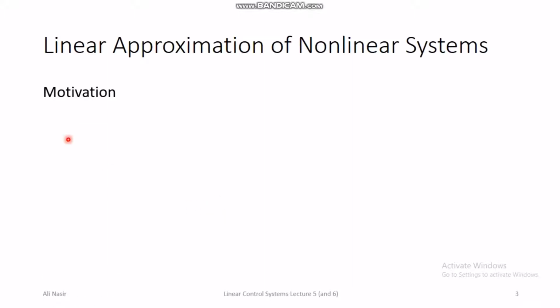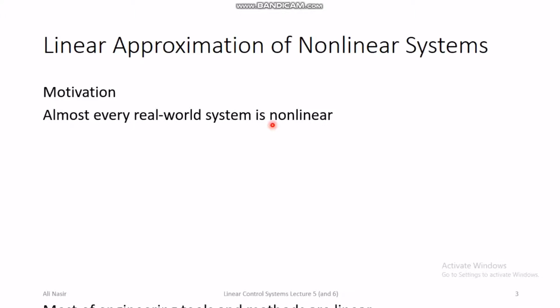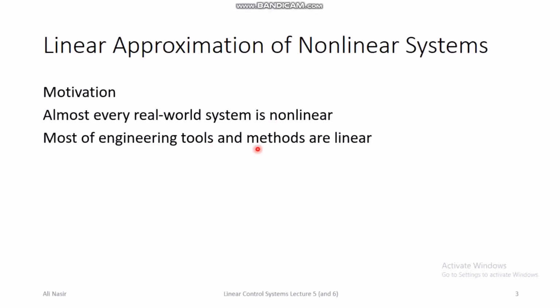So, the motivation for linear approximation of nonlinear systems. Almost every real world system is nonlinear. That's not very good news for the students who are studying linear control systems in their undergraduate degrees, but most of the engineering tools and methods are linear, and these linear tools work. So if you apply these linear tools on these nonlinear systems, having some linear approximations of nonlinear systems, these linear tools work actually pretty well. So that's the good news for the students who are learning linear control systems in their undergraduate degrees.